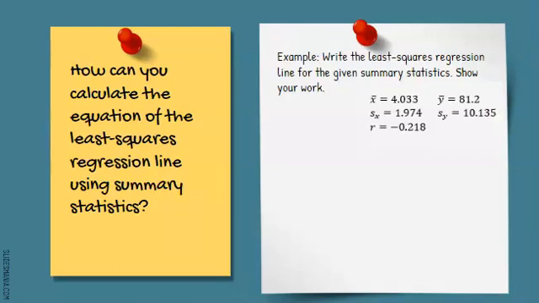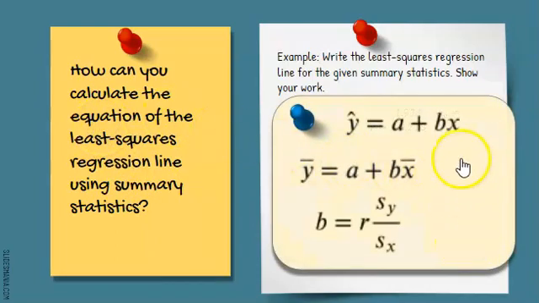Okay, so now I want to talk about regression from the mean, and how you can calculate the equation of the least squares regression line using summary statistics. That's what this is getting at. If you have summary statistics, you can find the regression line using the formulas on your chart. Your formulas on your chart look like this.